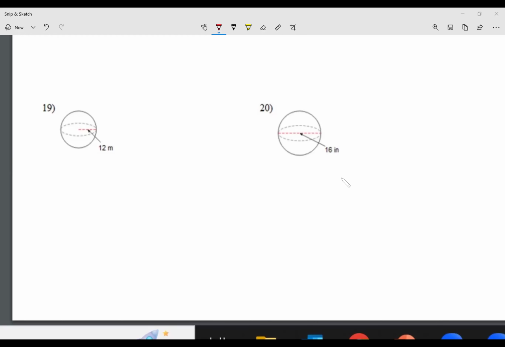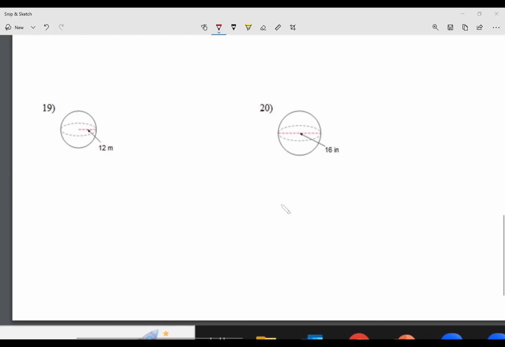Okay, lastly, we're still looking at volume, but now I want to look at the volume of a sphere. Now be careful. On a sphere, I may give you the radius, like we see in number 19, but I may also give you the diameter, like you see in number 20, it crosses the whole circle. So gotta be careful. Do I give you the radius or do I give you the diameter?